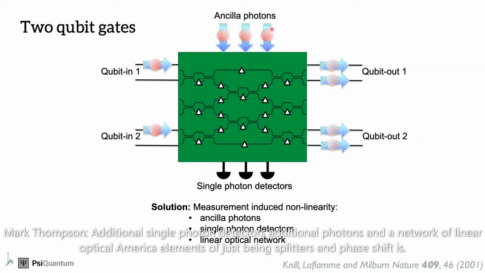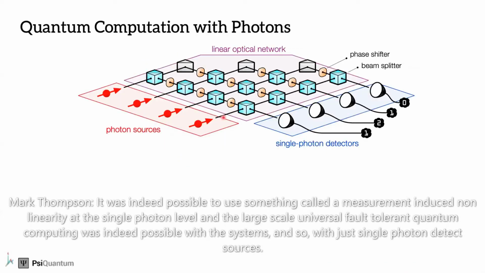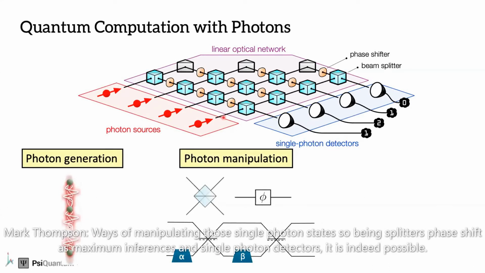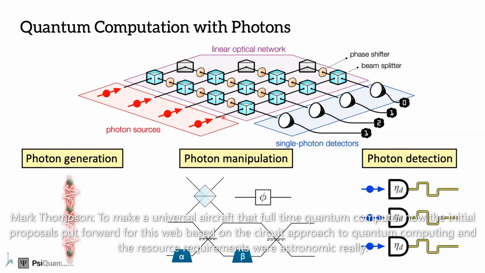photon detectors, additional photons, and a network of linear optical elements, so just beam splitters and phase shifters, it was indeed possible to use something called a measurement-induced nonlinearity at the single photon level. And that large-scale universal fault-tolerant quantum computing was indeed possible with these systems. And so with just single photon sources, ways of manipulating those single photon states, so beam splitters, phase shifters, Mach-Zehnder interferometers, and single photon detectors, it is indeed possible to make a universal error-corrected fault-tolerant quantum computer.